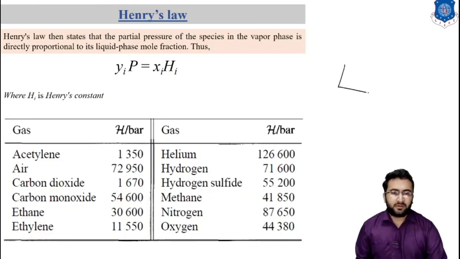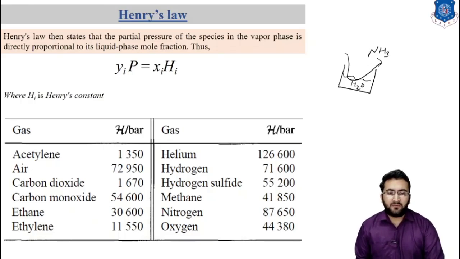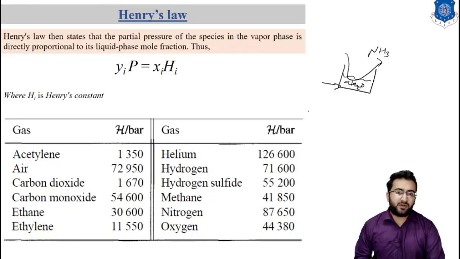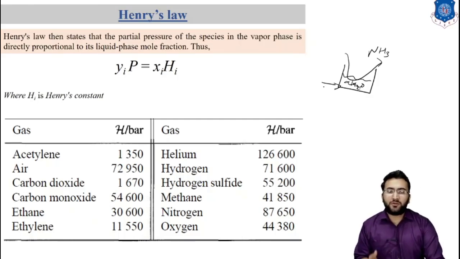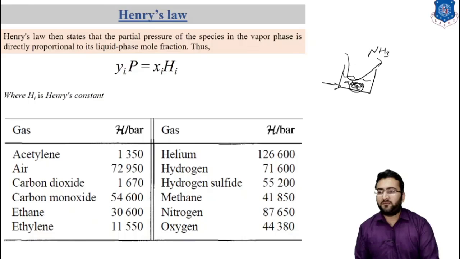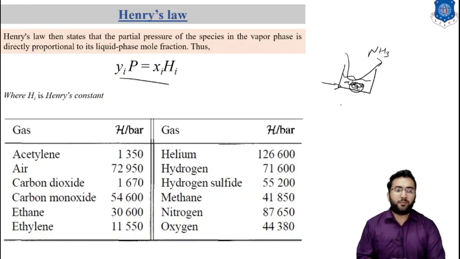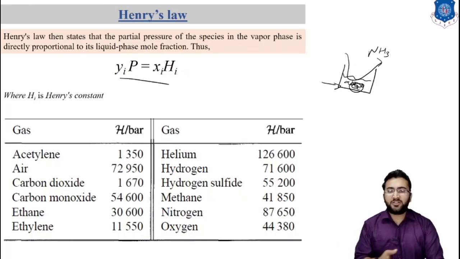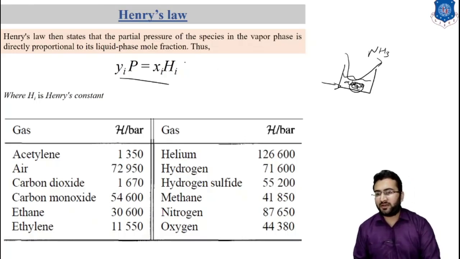So let's suppose this is a beaker and there is water in this beaker. Now we are going to pass ammonia through this water. Some ammonia will be absorbed in this water. Now if we want to measure the mole fraction of this ammonia in this water, we cannot use Raoult law, because Raoult law is only used for the ideal solution. Then we have to use Henry's law, because some portion of ammonia is absorbed in this water, and if we want to measure how much ammonia is absorbed in this water, then we have to use Henry's law.